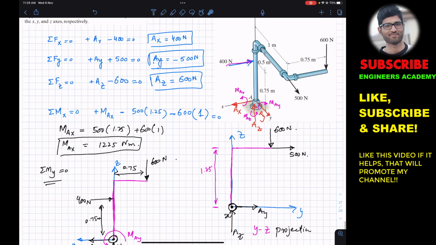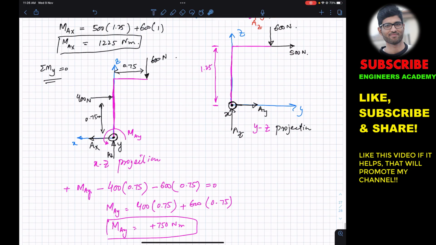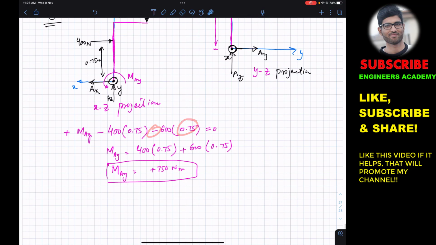Similarly, this 600 Newton force is producing the clockwise moment about the y-axis, and the perpendicular distance of this 600 Newton force from that y-axis is this distance. So that is why we have minus sign here, and the perpendicular distance is 0.75, and ultimately we get that couple moment at A about the y-axis is equal to 750 Newton meter.